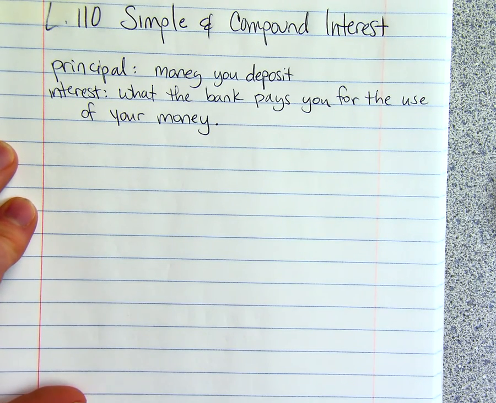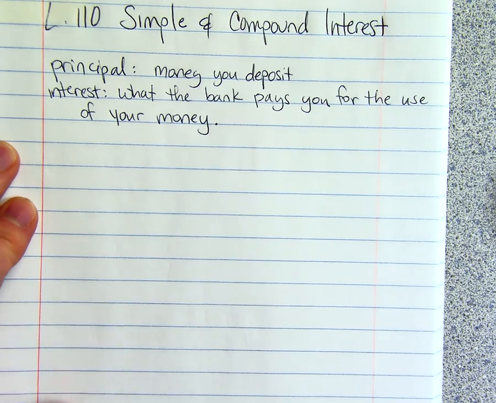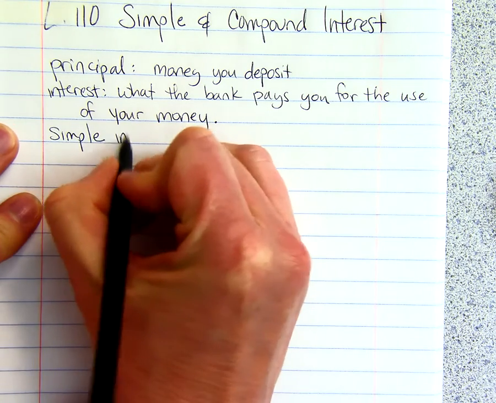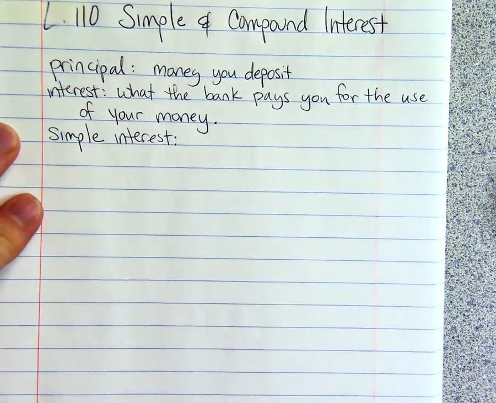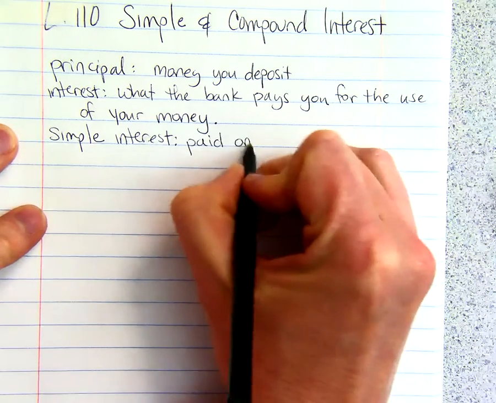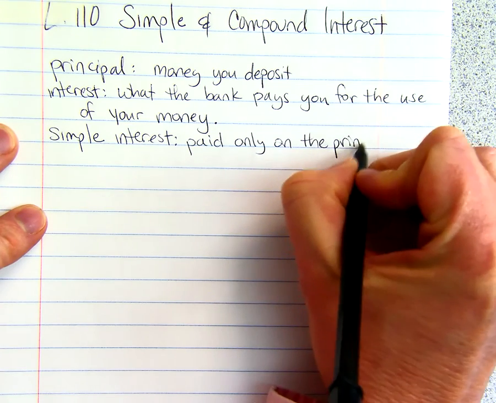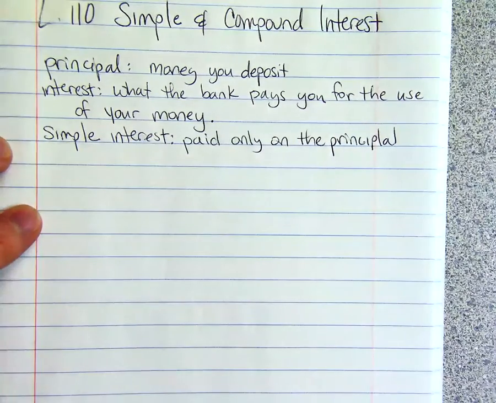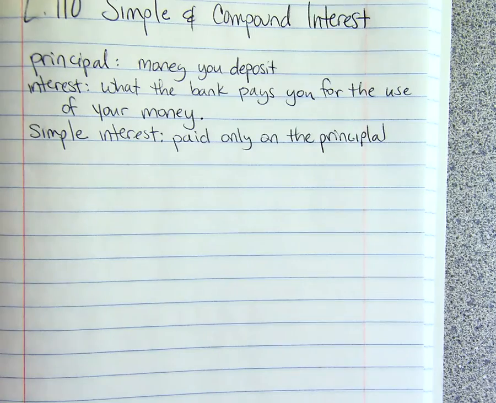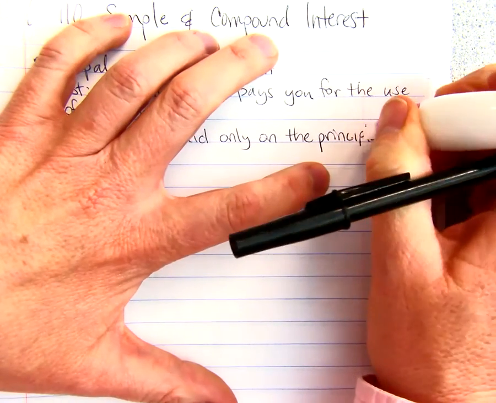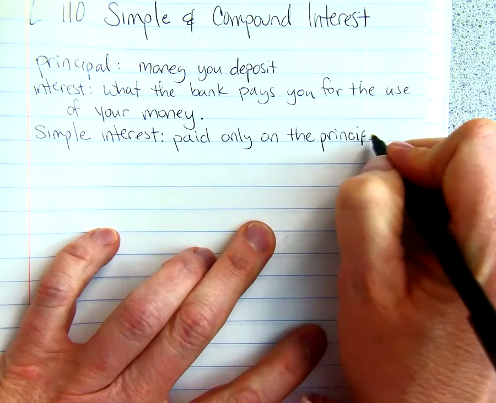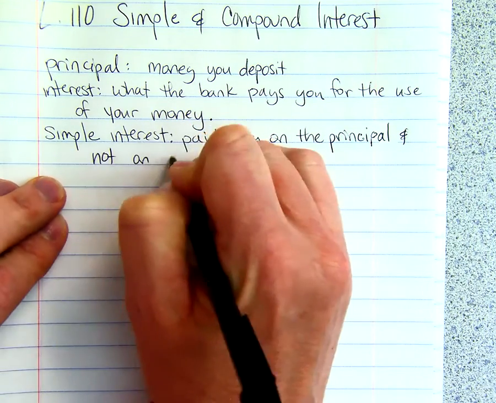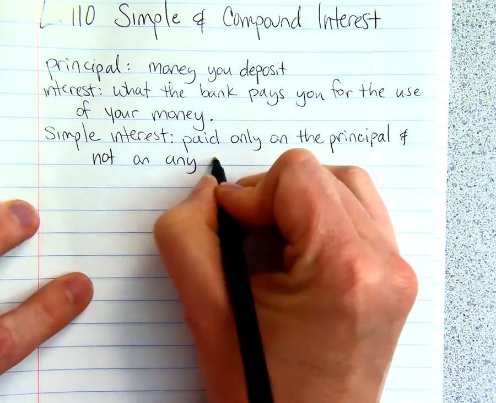Simple interest is paid only on the principal and not on any accumulated interest. So simple interest is paid only on the principal, that's how you spell it. And not on any accumulated interest.